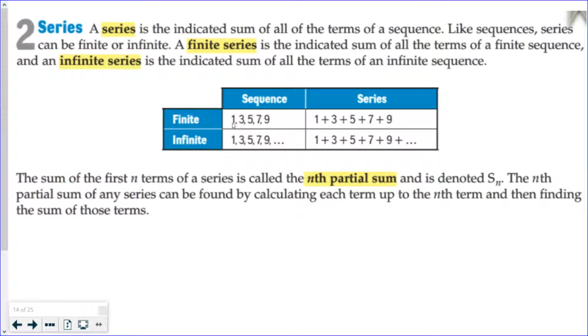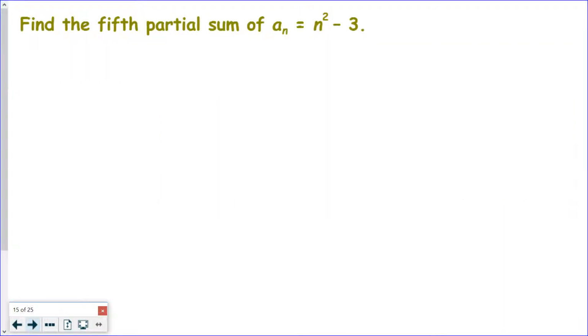It's denoted as S sub n, that's the nth partial sum of an infinite series. And so if I asked you to say, find the fourth partial sum of this guy here, you're going to be looking for S4, the sum of the first four terms. So that means you just want to know what is the sum of 1 plus 3 plus 5 plus 7. And that would be the fourth partial sum for this infinite series. So let's look at some examples.